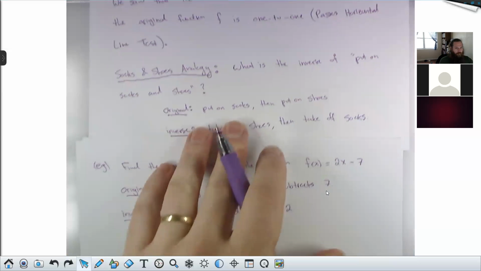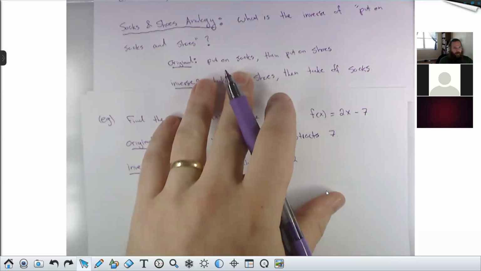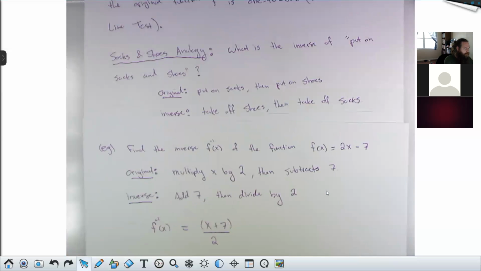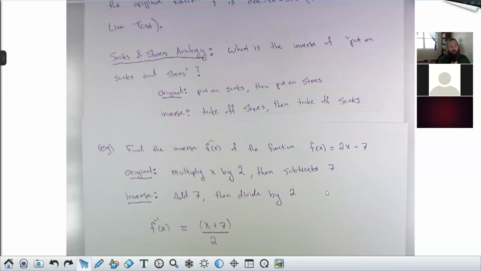So this socks and shoes analogy is surprisingly powerful. And you have some problems in your homework that ask you to do precisely this. They give you the original function verbally, and then they ask you to construct the inverse verbally. And I think even one of them then asks you to give an algebraic representation of the inverse that you constructed verbally. Any questions on this?